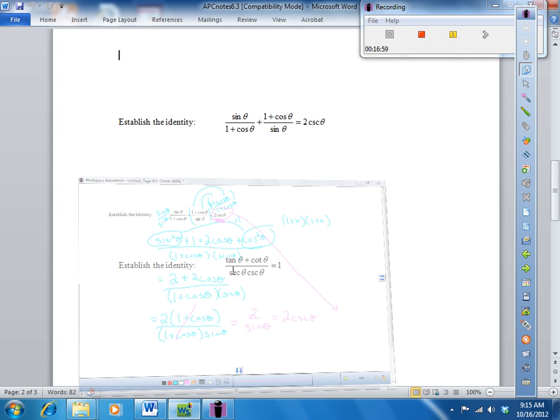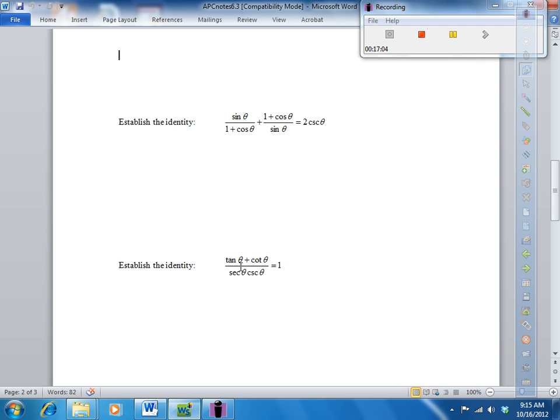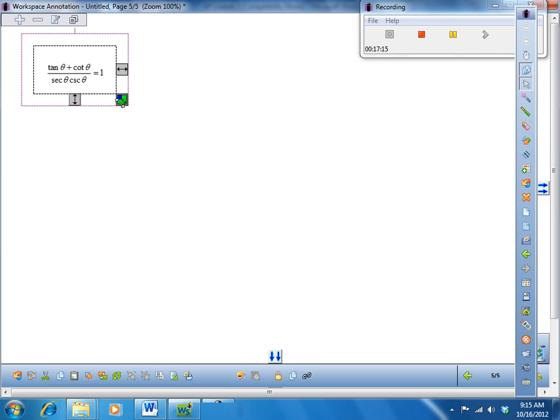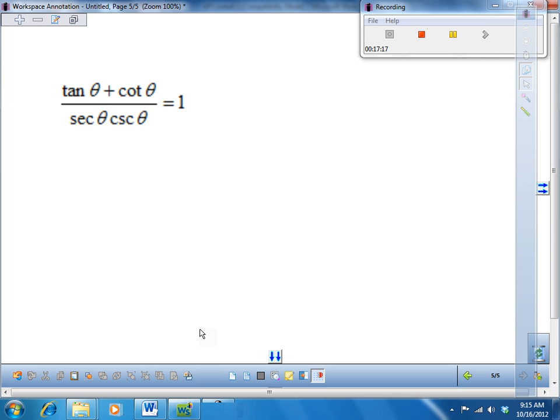Okay. Whoa. How is this mess equal to 1? That was pretty complicated, doesn't it? Do you think you can make this mess equal to 1? Yeah. We're going to make this mess equal to 1. Anyone have any ideas? Change tan and cotangent to sine and cosine. Very good. Change everything to sines and cosines. Okay? I think that's going to work.